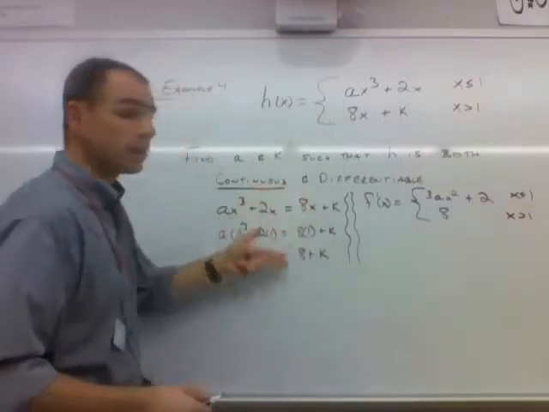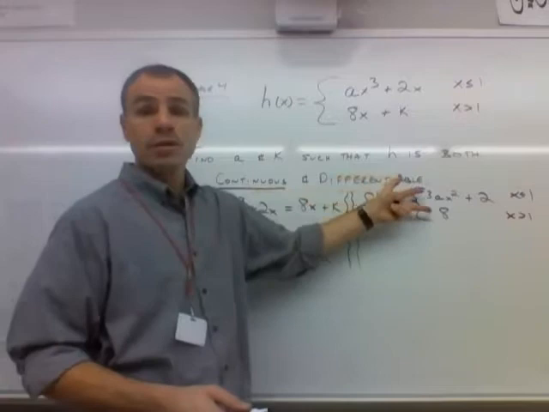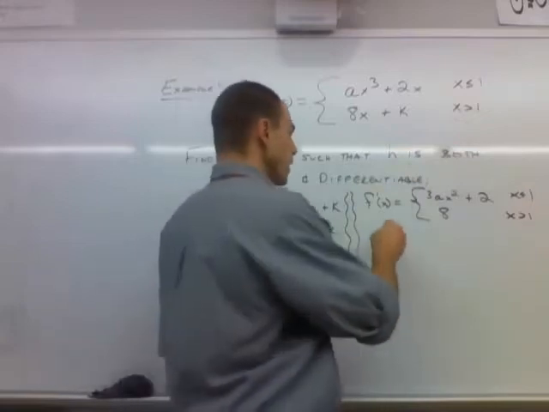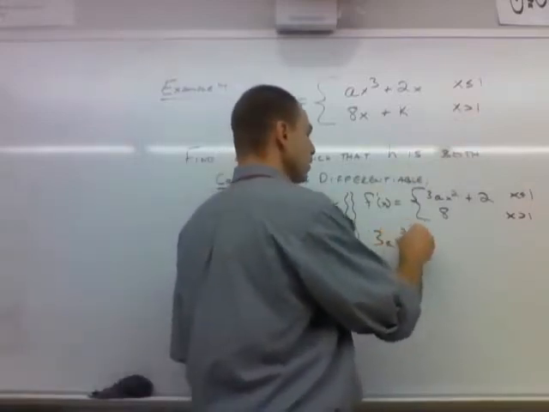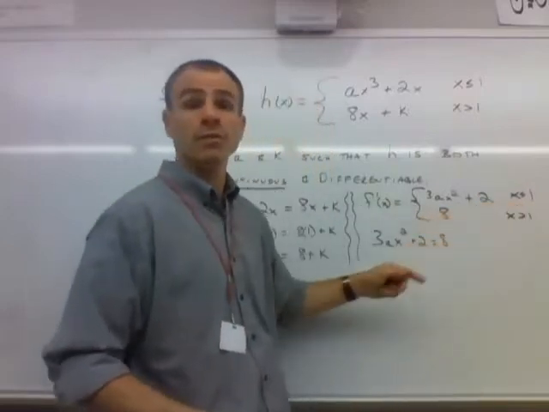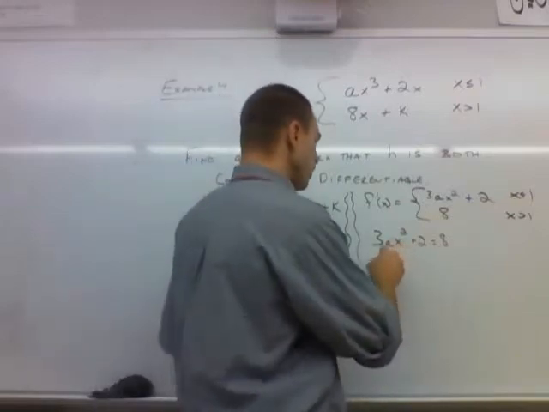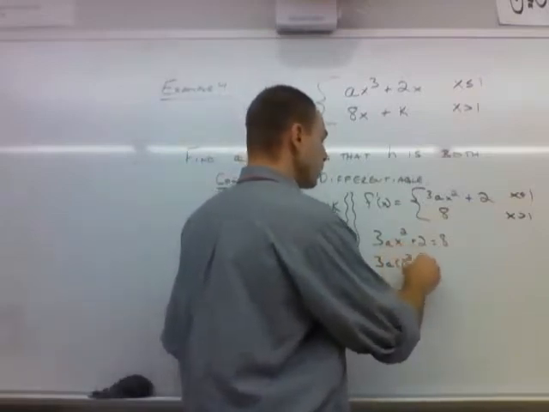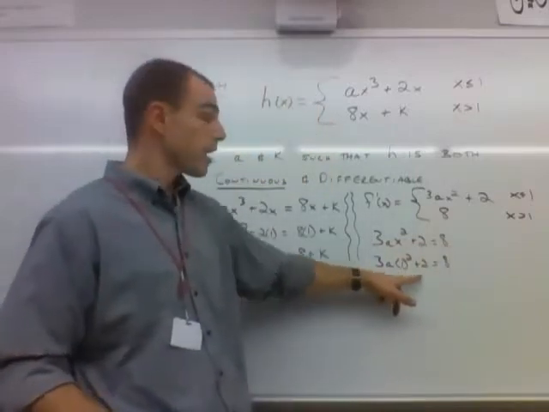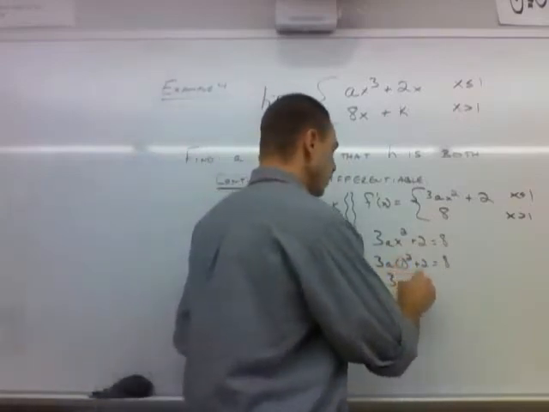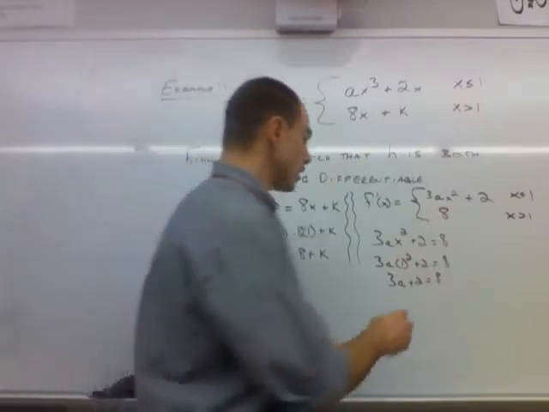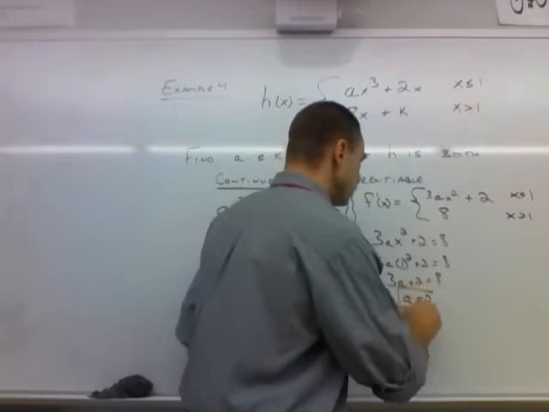Now we're going to do the same thing that we did over here. We're going to set these two pieces of the derivative equal to each other, and we want x to be equal to 1. So we have 3ax squared plus 2 is equal to 8. We're interested in this being true when x is 1, so we plug 1 in for x. We have 3a times 1 squared plus 2 is equal to 8. And 1 squared is 1, so we really have 3a plus 2 is equal to 8. You've been solving equations like this forever. We subtract 2 from both sides, divide by 3, and we see that a is equal to 2.